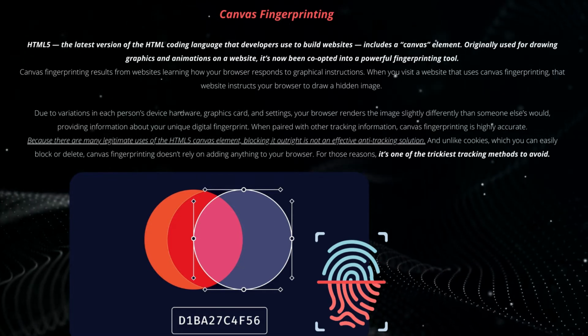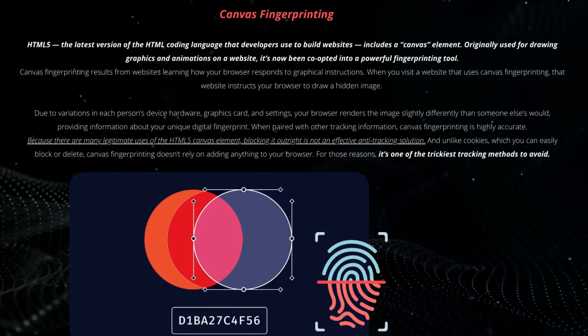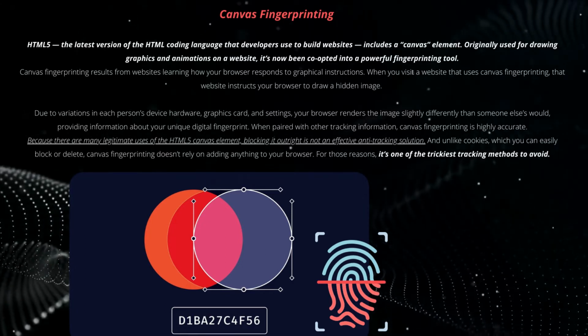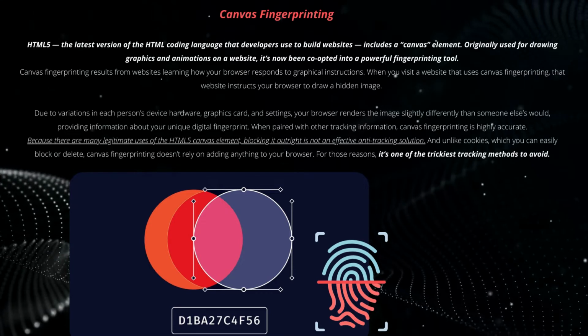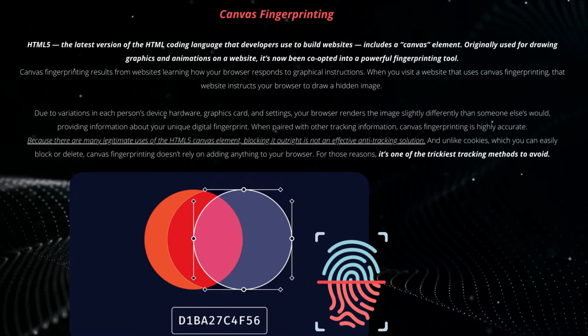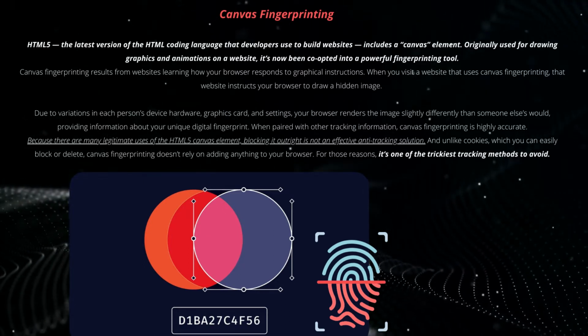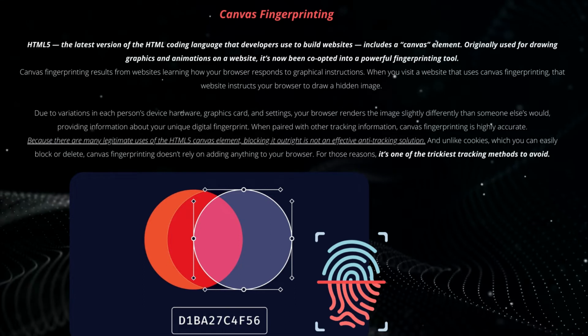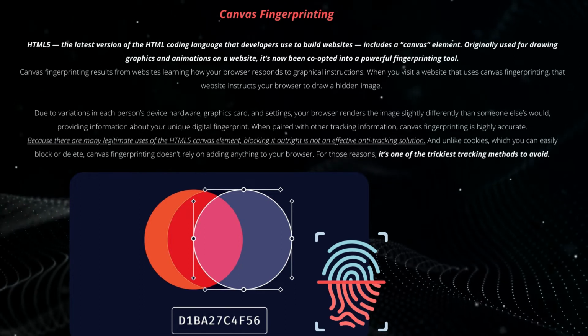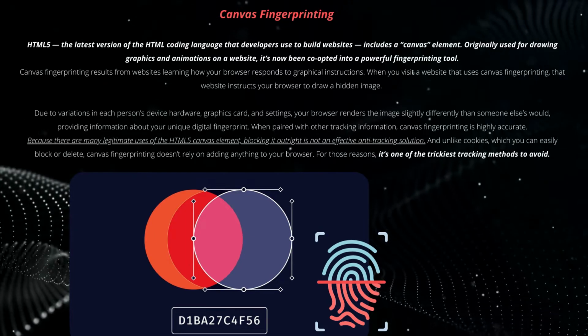When paired with other tracking information, canvas fingerprinting is highly accurate. Because there are many legitimate uses of the HTML5 canvas element, blocking it outright is not an effective anti-tracking solution. And unlike cookies, which you can easily block or delete, canvas fingerprinting doesn't rely on adding anything to your browser. For those reasons, it's one of the trickiest tracking methods to avoid.